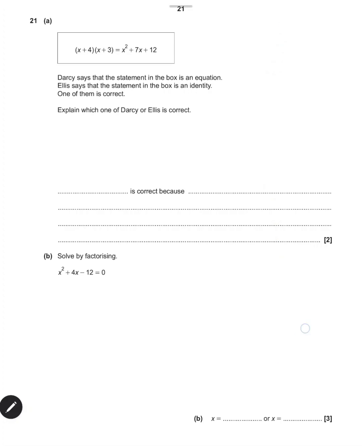Question 21, a bit of an annoying one to start with. We've got 2 people saying that this is an equation or an identity. This is actually an identity. Okay, so I'm just going to write that down.